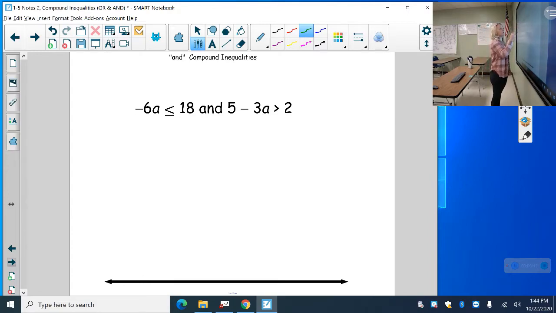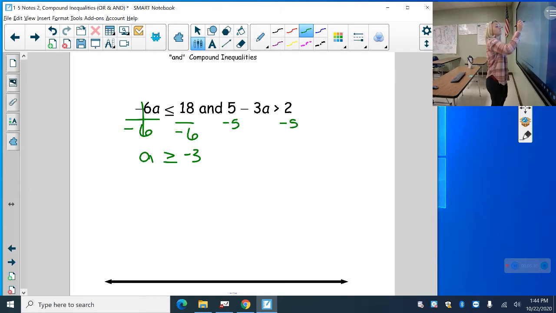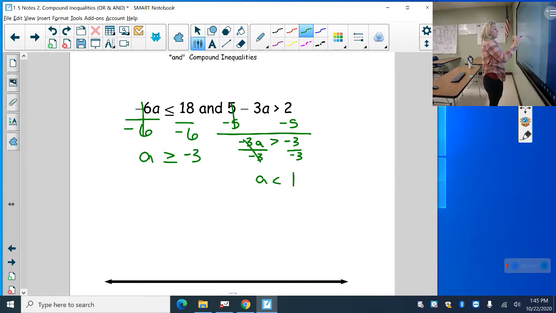So if we solve this one, solve the first one, I divide by negative 6 on both sides. Don't forget, when we divide by a negative, you have to flip the sign, so that becomes greater than or equal to. So I have a is greater than or equal to negative 3. On this side, I have to solve for a, so I'm going to get rid of 5 first. Subtract 5. So I have negative 3a is greater than negative 3. Divide by negative 3. We're dividing by a negative, so flip the sign. Oh, positive 1. Now, my final answer: a is greater than or equal to negative 3, and a is less than 1.